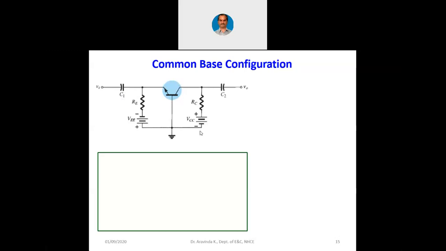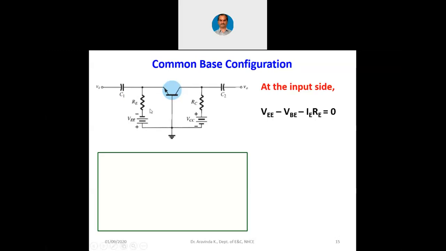Now let me proceed with the DC analysis of this particular configuration. Let us apply KVL at the input side. There is only VBE, IERE and VEE, so it's a straightforward equation: VEE minus VBE minus IERE equals 0. The total supply voltage across this base to emitter junction is VEE.